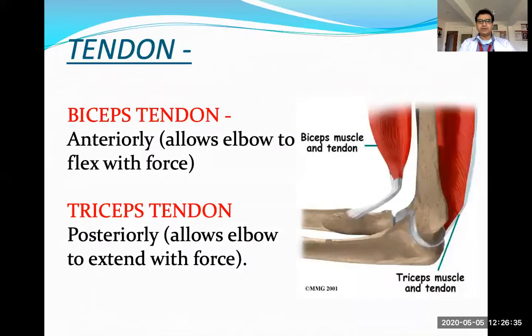Now come to the tendon. दो तरह के tendon है, biceps tendon and triceps tendon. Biceps जो कि front of the elbow है, triceps जो कि back of the elbow है. Anteriorly, it allows the elbow to flex with force. Now, triceps posteriorly allow elbow to extend with force.